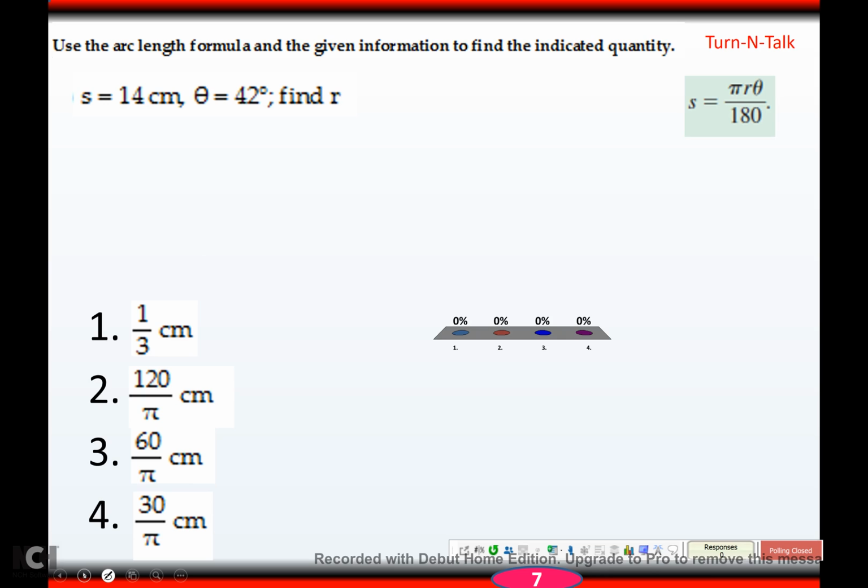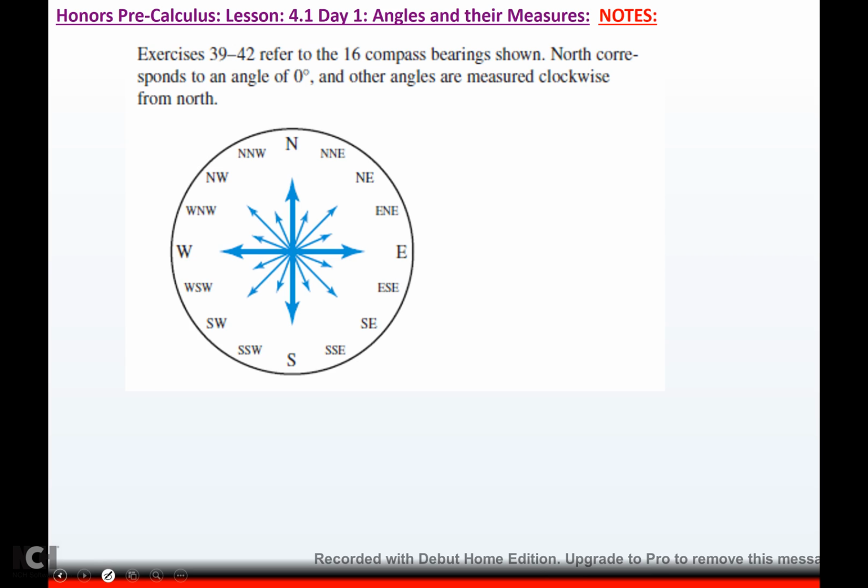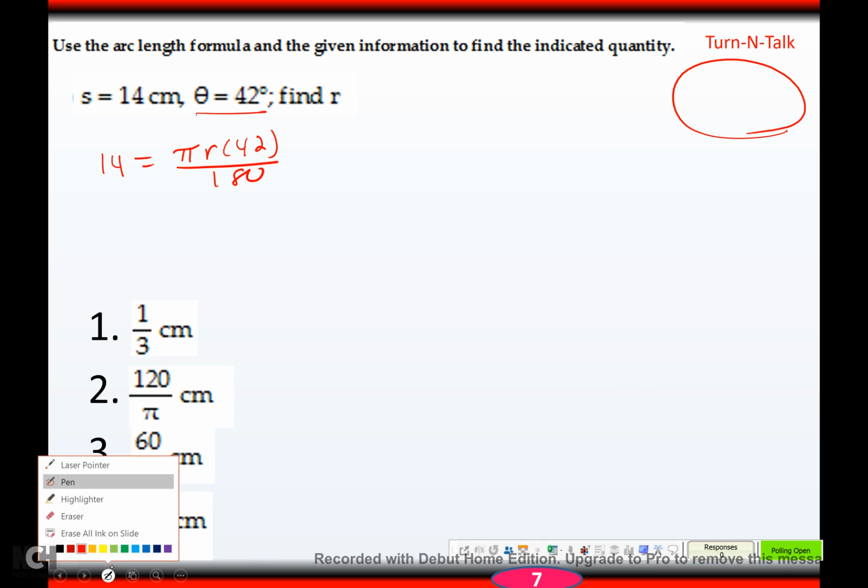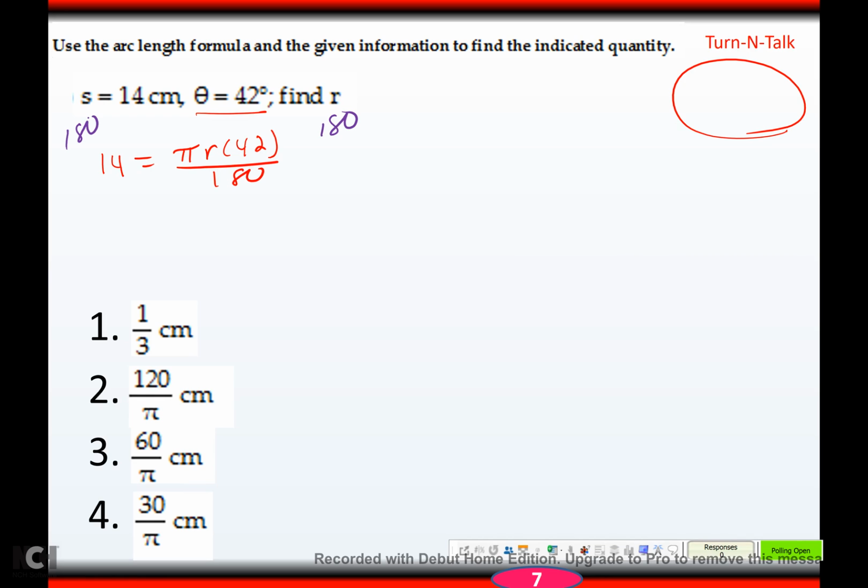And they left it in terms of pi. Alright, so this one they gave me degrees, which means I have to use this formula. So I have 14 equals pi times radius times 42 all over 180. I'm going to multiply by 180. That's 2520 equals 42 pi r.